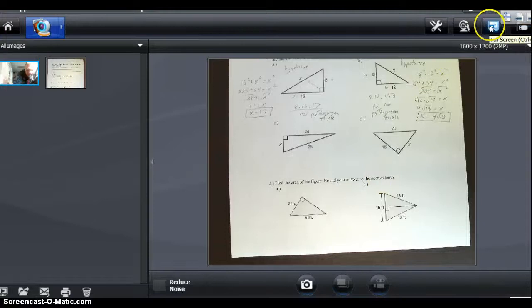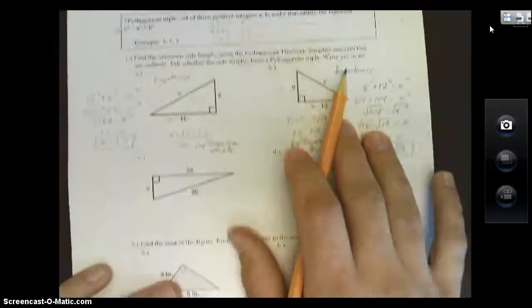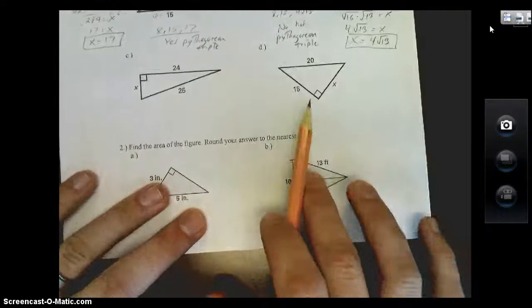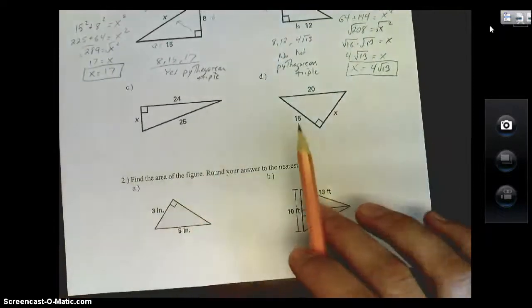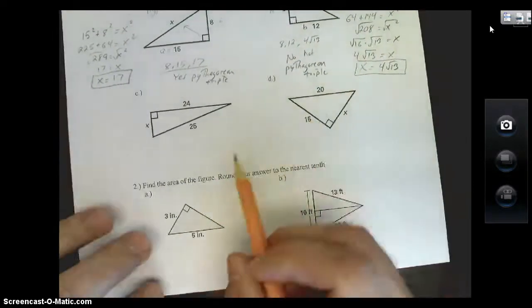Okay, now we're going to take a look back at our 9.2 Pythagorean Theorem notes, where we just stopped at part B. So we're going to figure out C and D as well. We're going to keep moving forward, okay?